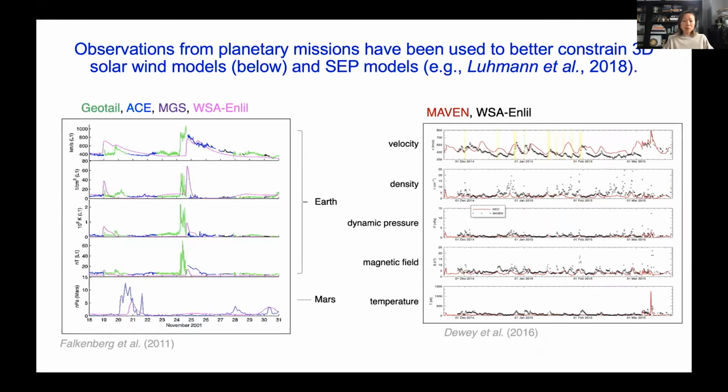And finally, the observations from planetary missions can be used to better constrain solar wind models like WSA and others, and also SEP models, just like STEPMOD from Janet Luhmann. So that's all I want to say. I apologize again that I'm talking so fast, but I wanted to cover a lot, especially before a break. So thank you for your attention.